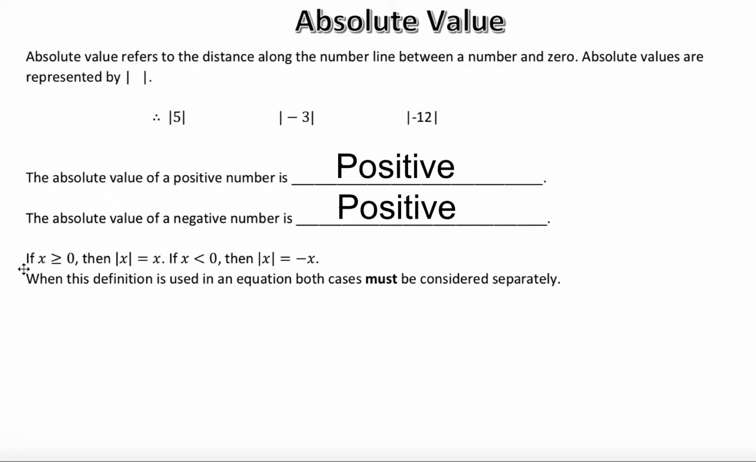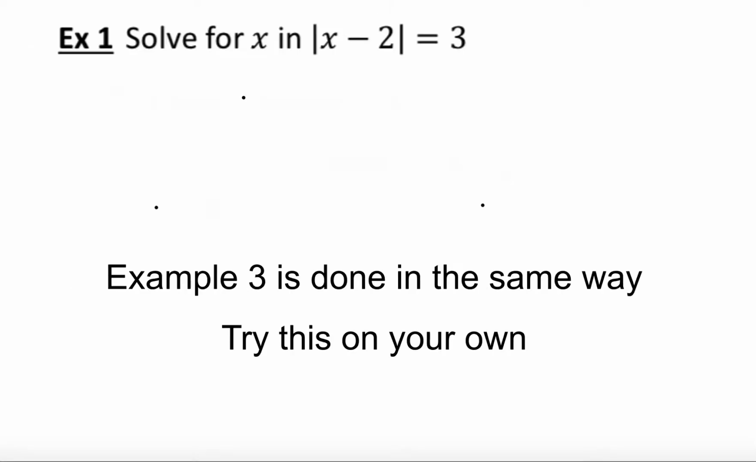So by definition, if x is equal to or greater than 0, then the absolute value of x is equal to x. If x is less than 0, then the absolute value of x is negative x. Okay, that's a little bit confusing to think of. I would really focus on this, and I'll show you what I mean.